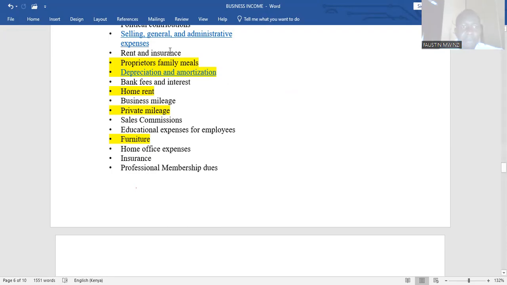I was saying proprietor family meals where you eat is not part of the business. Is not the operation of the business. Home rent, renting where you stay is not allowable because that is private. But these home office expenses, we say allowable, as long as you can show us that space is for office. Some people turn the dining area of their house into an office. That would be an allowable expense, but it would only be allowable if you are paying for it separately for that purpose.